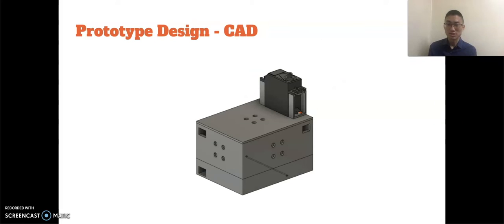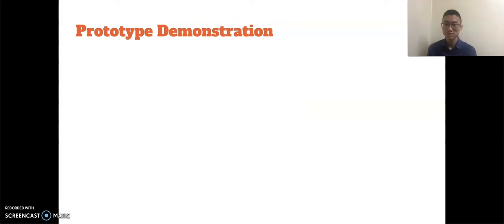Since each joint contains a lot of different parts that need to be packaged concisely, I designed a casing for the arm joint. The casing was designed in CAD using Fusion 360 and manufactured through 3D printing.